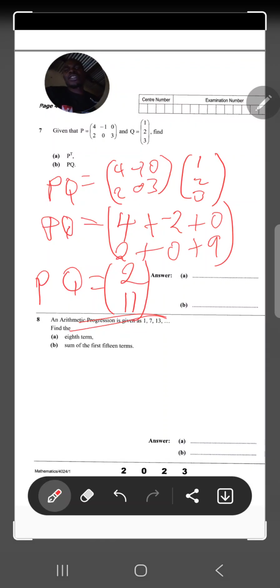our question number 7. Okay, it's like light has become dim here. Let me be outside. There's no power inside here.